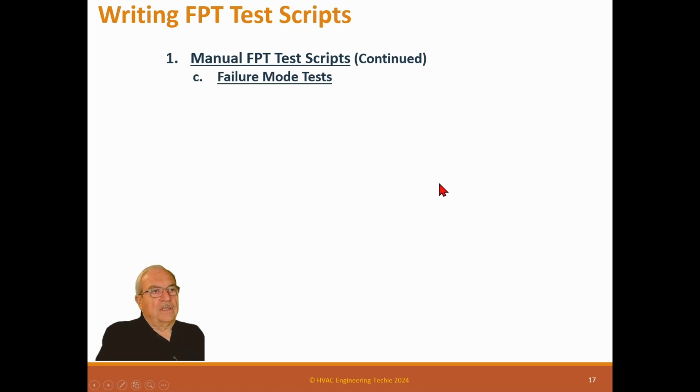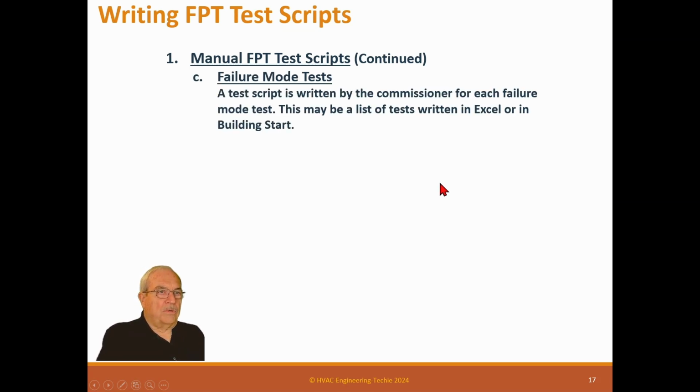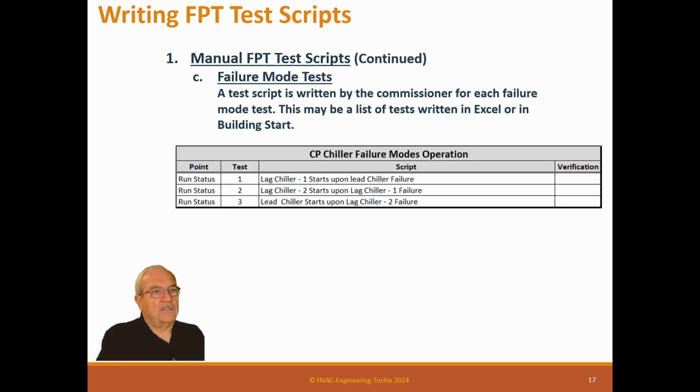Okay, other manual tests, failure mode tests, and this is an important one. Test script is written by the commissioner for each failure mode test. May be a list of tests written in Excel or in Building Start or some other program that you might have. So here's a CP chiller failure mode test. So run status, lag chiller 1 starts upon lead chiller failure. Lag chiller 2 starts upon lag chiller failure. Chiller 3, lead starts upon lag 2 failure. So this is telling these pumps fail back and forth. It's just a failure mode.